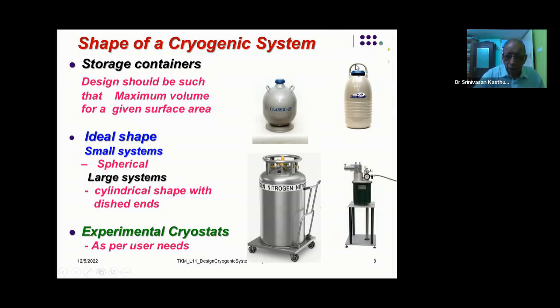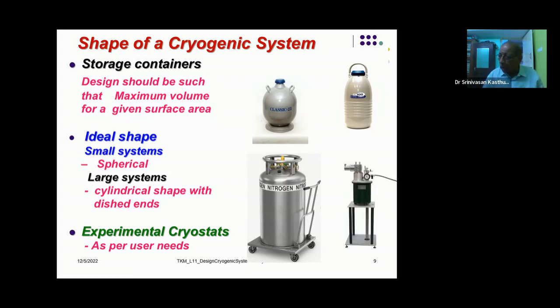For example, you see a cylindrical container with the dish joints both at the top as well as at the bottom. For example, this is a liquid nitrogen stainless steel liquid nitrogen tank. Again, this is a cylindrical, vertical type container. So it has cylindrical dish joints at the top and similarly cylindrical dish joints at the bottom.